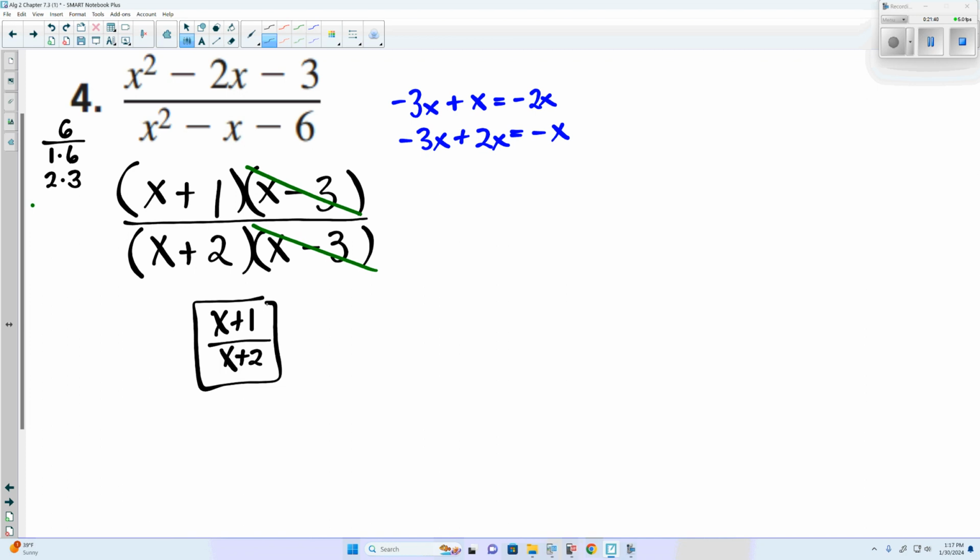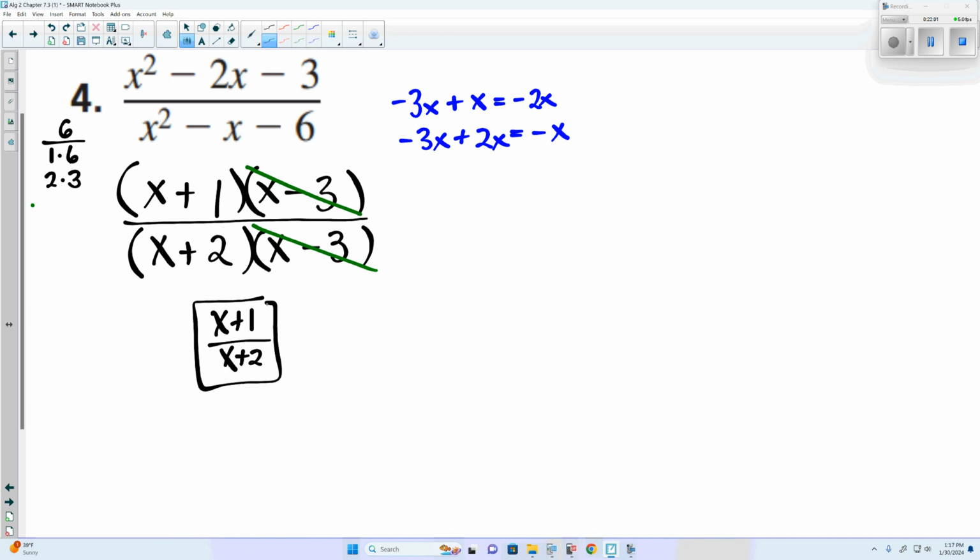Well, we can see. Simplify the expression if possible. Nope. And the product. Nope. None of them do. Ask for the restriction. What about the next one?